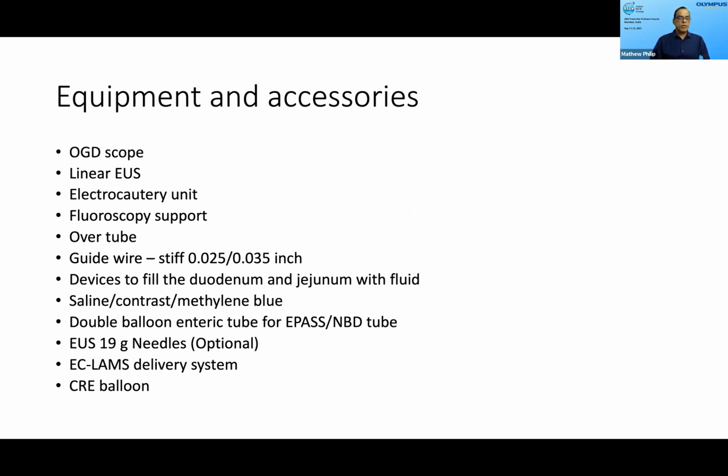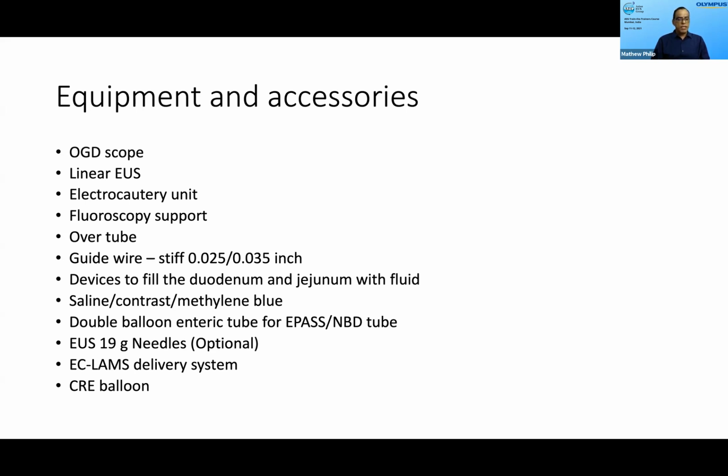Accessories and equipment are all standard. Your therapeutic unit has everything. You need to have an upper GI endoscope in hand, a linear EUS, and a functioning electrocautery unit. It should be done in a fluoroscopy room. Depending upon the type of accessories or technique you use, you may need an overtube and guide wire. The guide wire is essential, along with devices to fill the duodenum and jejunum with fluid, like double balloon tubes or NBD tubes, or other balloons.